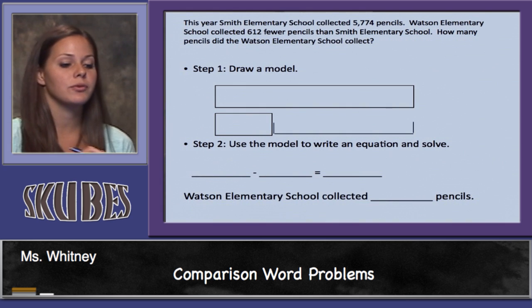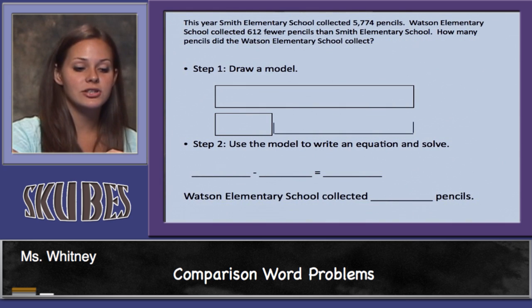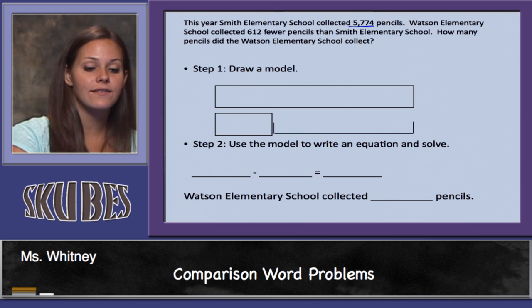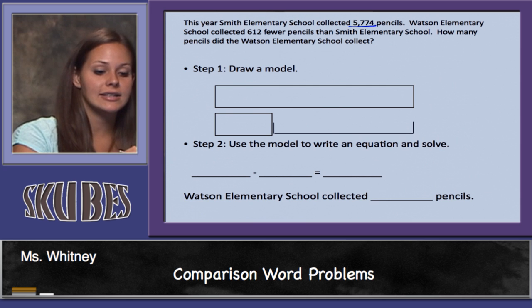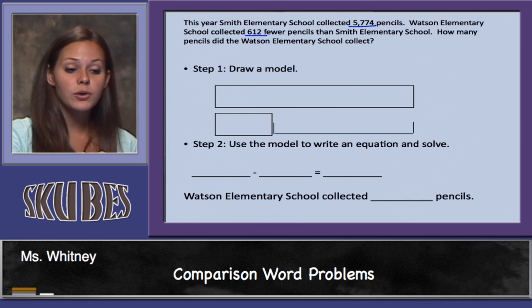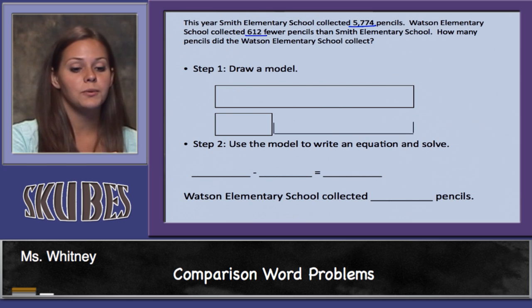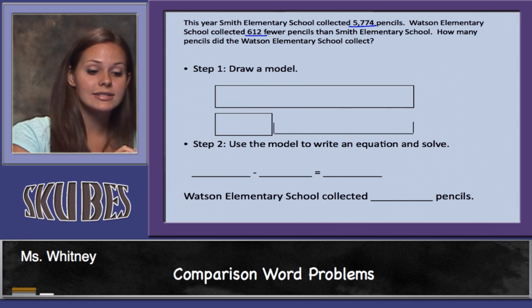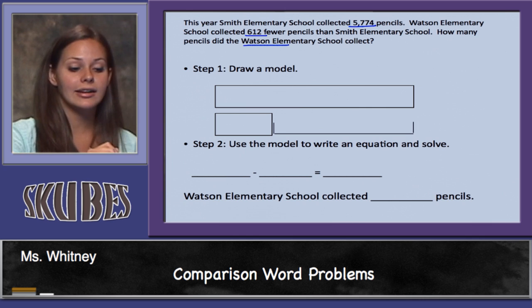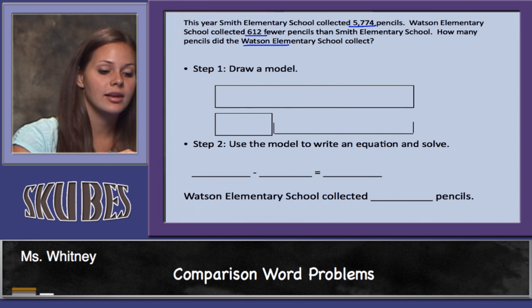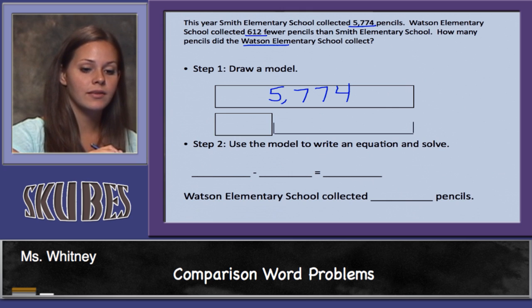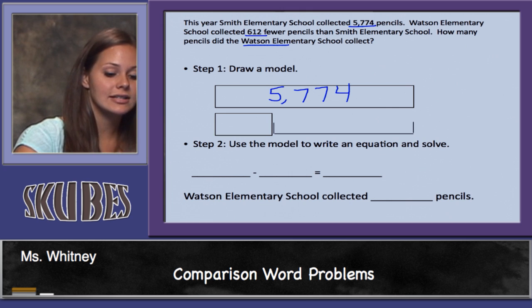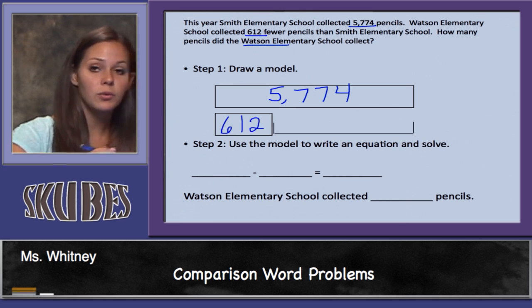Let's read the next example. This year, Smith Elementary School collected 5,774 pencils. Watson Elementary School collected 612 fewer pencils than Smith Elementary School. How many pencils did the Watson Elementary School collect? First, we'll draw a model. Smith Elementary School collected 5,774 pencils. Watson Elementary School collected 612 fewer pencils.